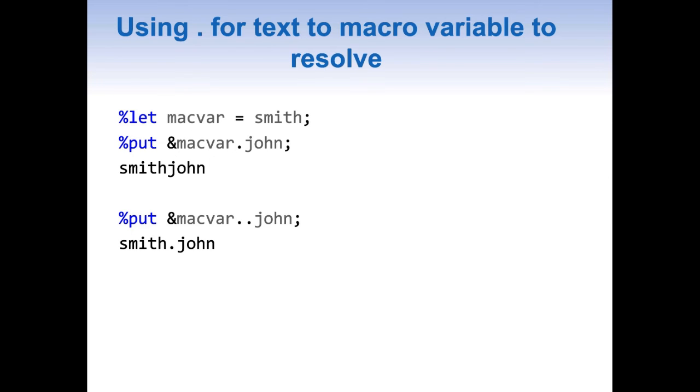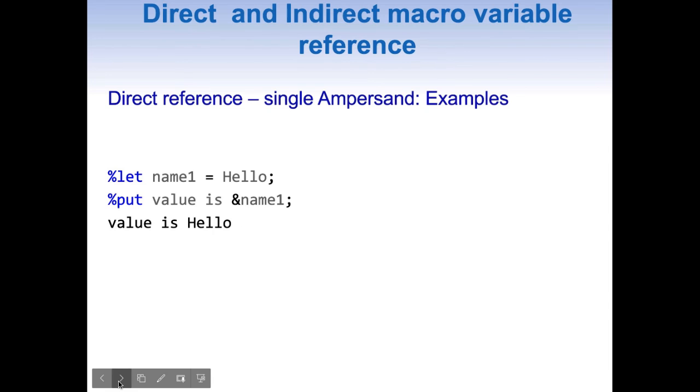If we are not going to do this, we will have the problem that the particular macro variable does not exist. And if we want to have something like Smith.John, we need to add two dots here. That is %put ampersand macvar dot dot John. So what is happening in here? First, ampersand macvar dot resolves into Smith. The next dot is a text, you can see here, and John. And this becomes Smith.John.